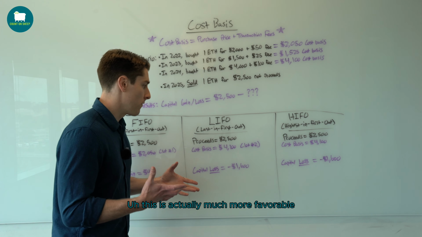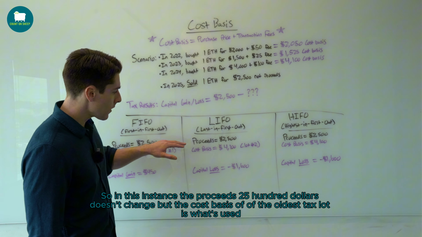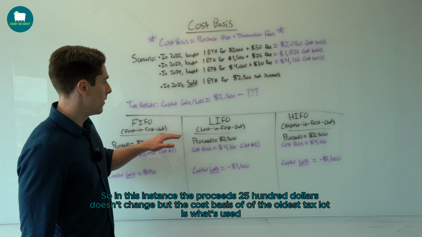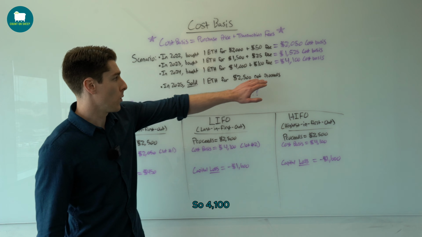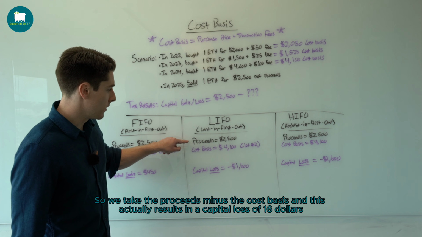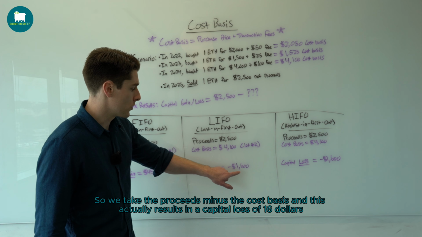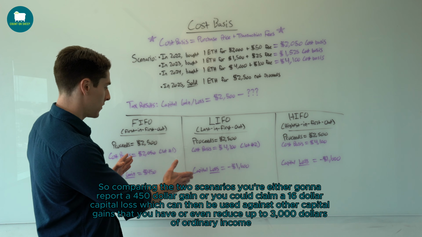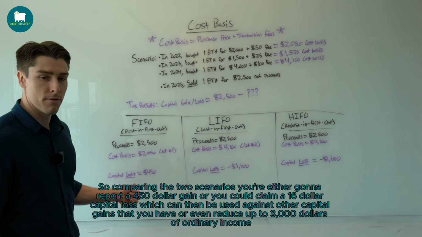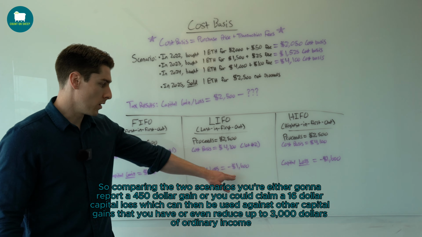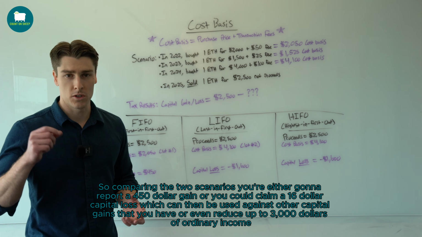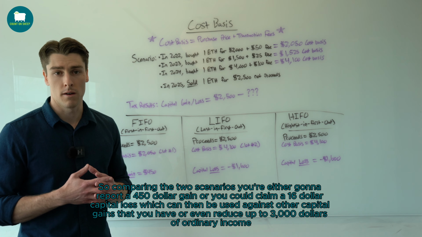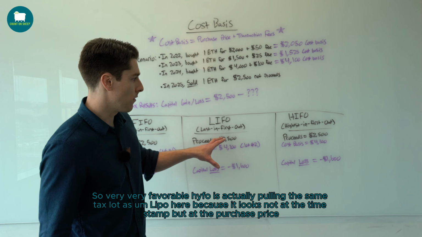Now, comparing that to LIFO, where the last one they purchased was for $4,000, this is actually much more favorable. In this instance, the proceeds, $2,500, doesn't change, but the cost basis of the newest tax lot is what's used, so $4,100. So we take the proceeds minus the cost basis, and this results in a capital loss of $1,600. So comparing the two scenarios, you're either going to report a $450 gain, or you could claim a $1,600 capital loss, which can then be used against other capital gains that you have, or even reduce up to $3,000 of ordinary income. So very, very favorable.